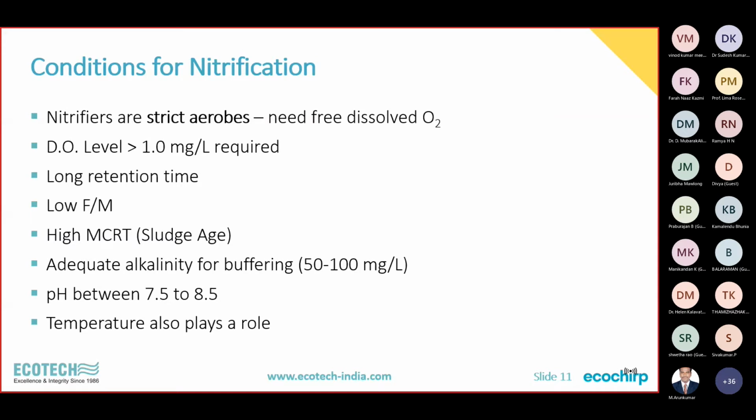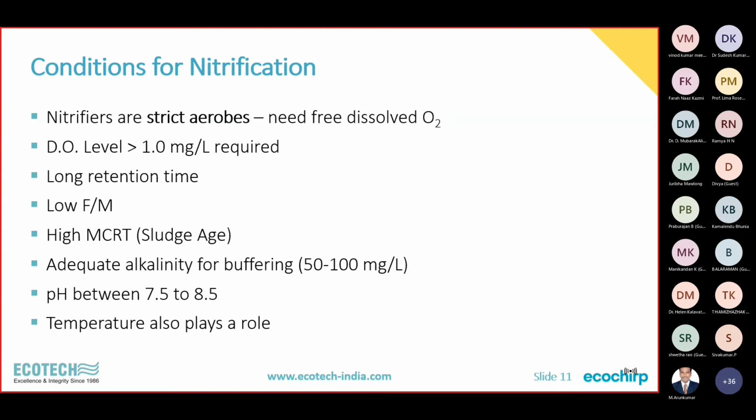Again, not a major issue. So nitrification happens very, very easily. Long retention time is required, and a low food to microorganism ratio. All of this is met, as I said, in our recommended extended aeration system. We have long retention time, low F by M, and high MCRT, mean cell residence time, which is equivalent to sludge age. As I said, we have 20-25 days of sludge age. So all conditions favorable for nitrification are available in an extended aeration plant.